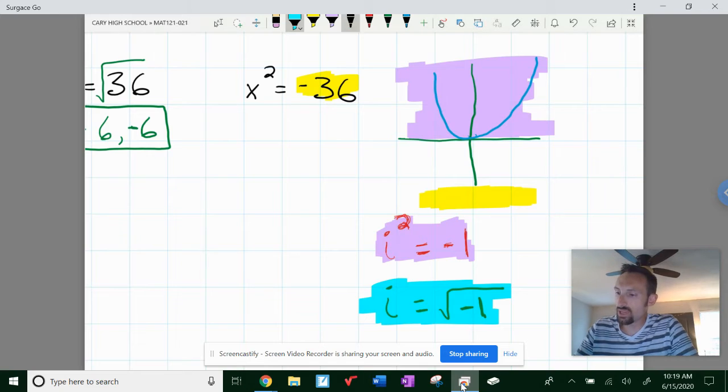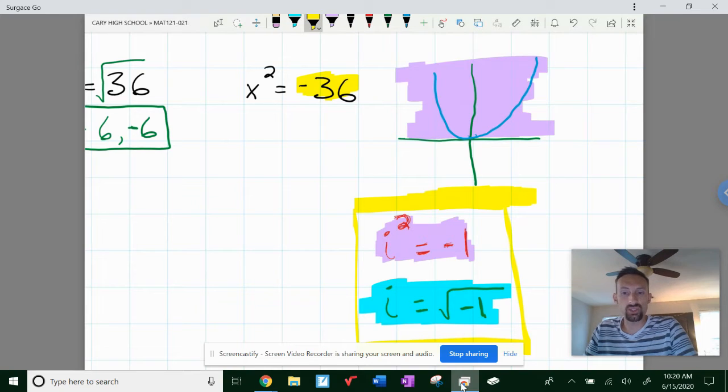Now, these two ideas here are what are going to drive this entire unit. And so, again, i squared is going to be negative 1. i will be the square root of negative 1. Now, the square root of negative 1 has no value. If you go into your calculator and type the square root of negative 1, it's going to say non-real answer or error or something like that. But we'll just leave it as the square root of negative 1 for now.